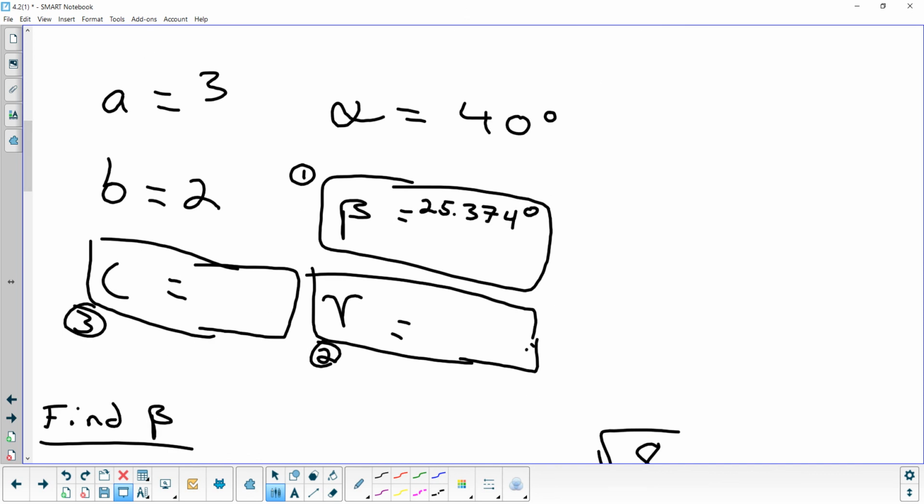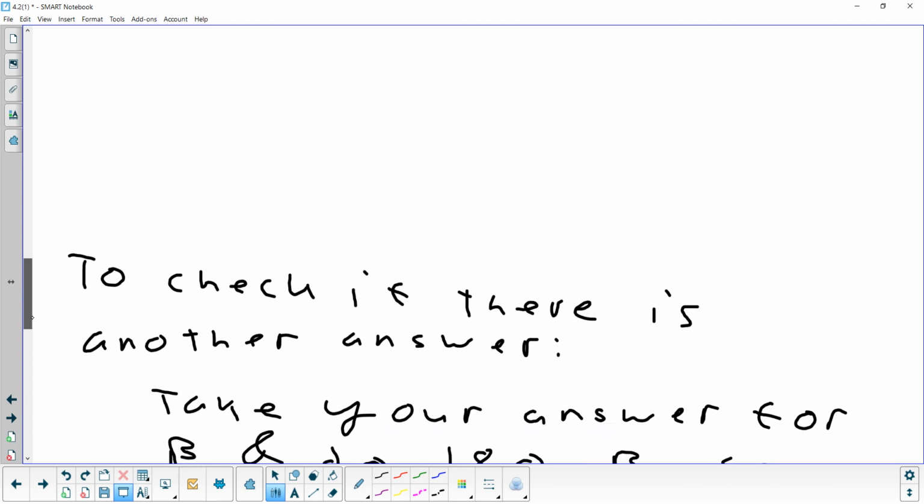Notice where I wrote that answer in the box. I put it up a little bit higher, just in case there's a second answer. I'm going to put it down below. I'm not saying there is one, but if there is one, I'll put it down below. So let me show you how to check for the second answer.